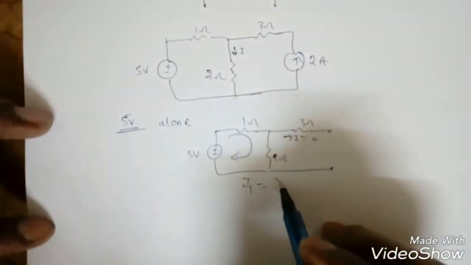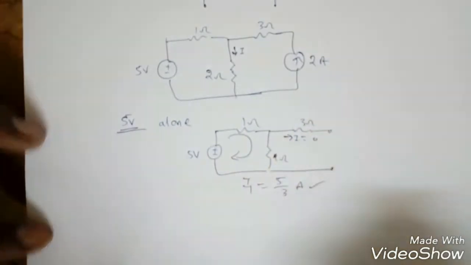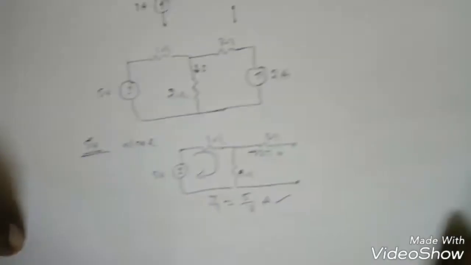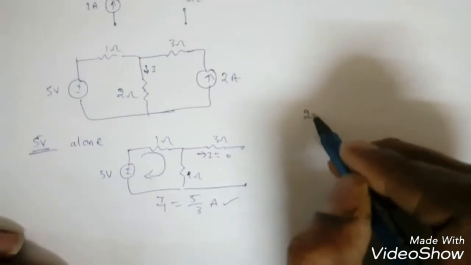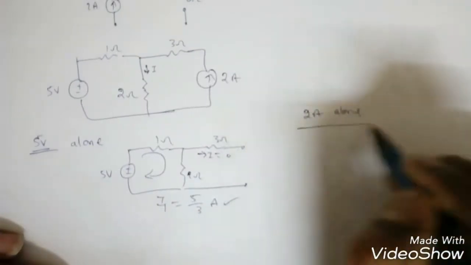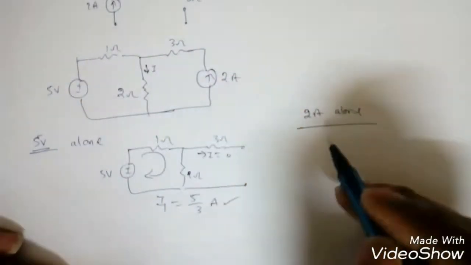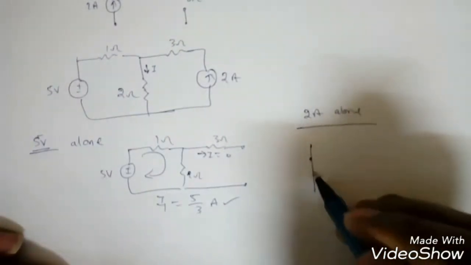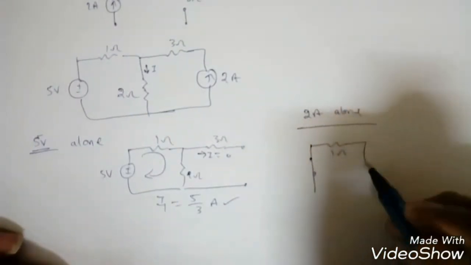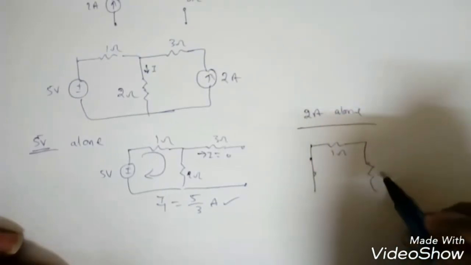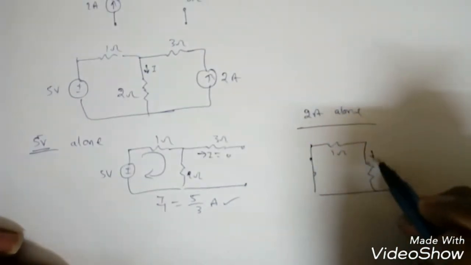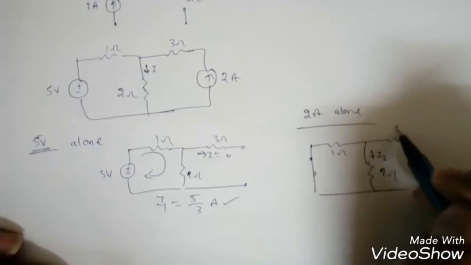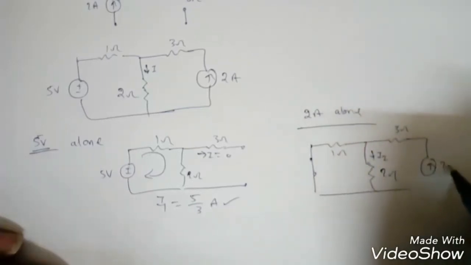I1 is equal to 5 by 3 amperes. So very simple. Next one, 2 ampere source alone. That means the voltage source should be made 0, so that is short circuited, and there is 1 ohm, this is 2 ohms. Here I need to find I2, this is 3 ohms, and this is 2 ampere.